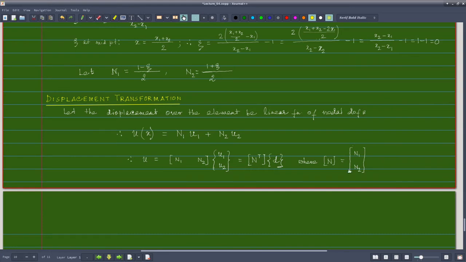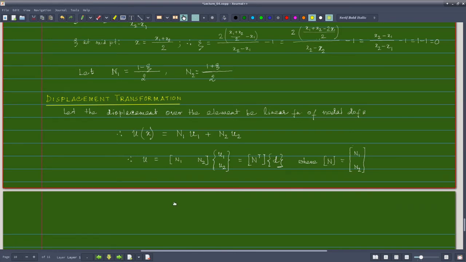And obviously my value of N1 at node 1 is 1, right? Because xi is minus 1 at node 1. Therefore N1 is 1 and N2 is 0, because 1 minus 1 becomes 0, numerator becomes 0. Similarly, at node 2 my xi is 1, therefore N1 is 0 and N2 is 1. So it is fulfilling those properties of shape functions, that it should be 1 at the node for which it is defined and 0 at all other nodes.